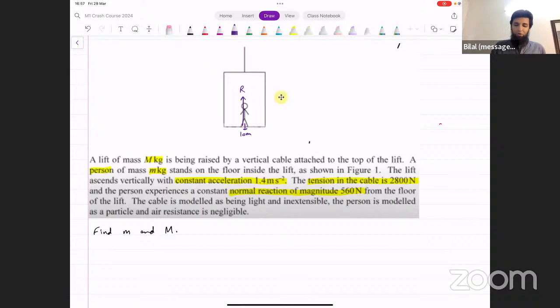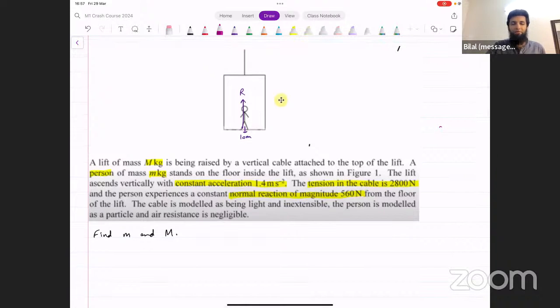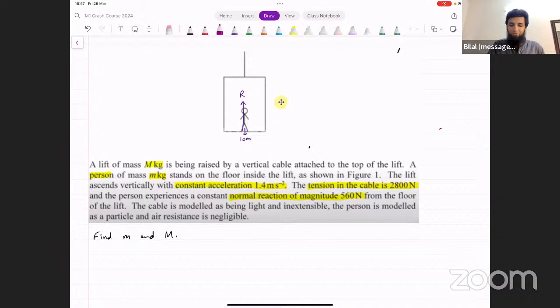Okay, what about the forces acting on the lift, on the whole system? Basically, on the whole system, if you consider this whole thing, there's tension acting vertically upwards. We know the value of that tension. That value of tension is 2800 Newton. On the whole system, as in the person and the lift combined, there's a force acting in the upward direction, which is 2800 Newton.